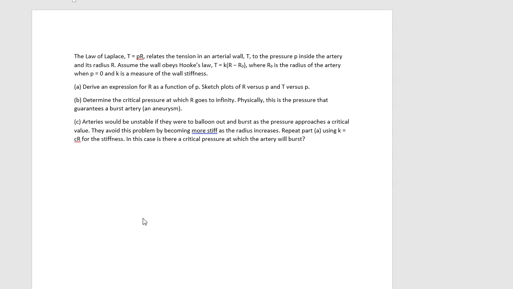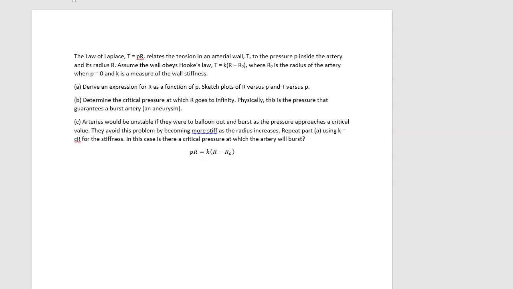So we have something here that's similar. Tension is k times (r minus r naught). R naught is the nominal radius of the artery under zero pressure. So we want to derive an expression for r as a function of p, right? So what do we know? We know T equals PR, and we know T equals K times (R minus R naught).